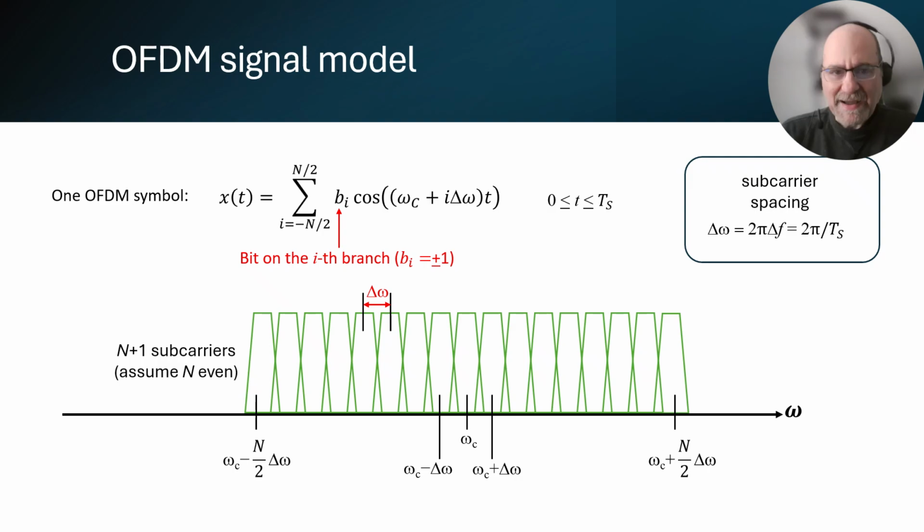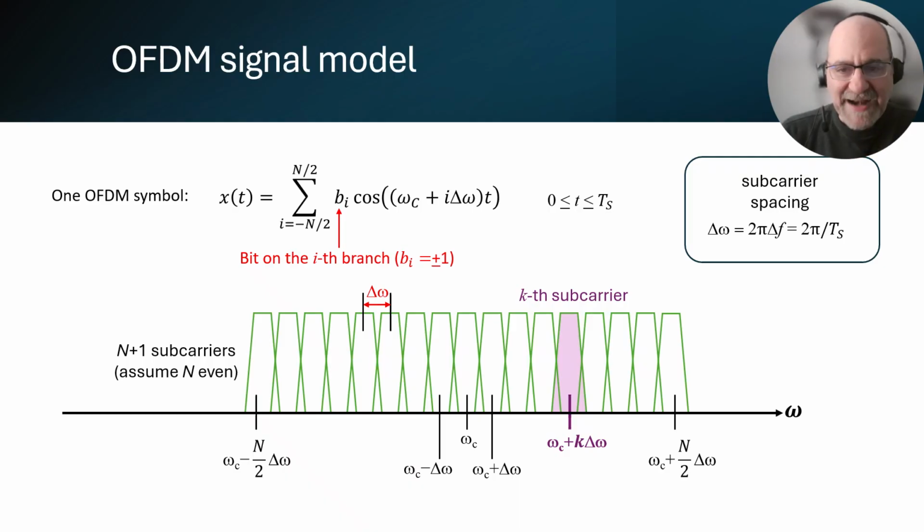The mathematical model for our OFDM signal follows this expression, where you can see the summation of all the subcarrier components going from i equal to negative N over 2 to plus N over 2 to cover all the subcarriers here shown in the spectrum. And each of those terms is modulated in BPSK, where the modulation is given by this constant b sub i, that is the bit that is modulated into the ith branch, and the corresponding subcarrier, which is at a frequency omega c plus i multiplied by the frequency separation.